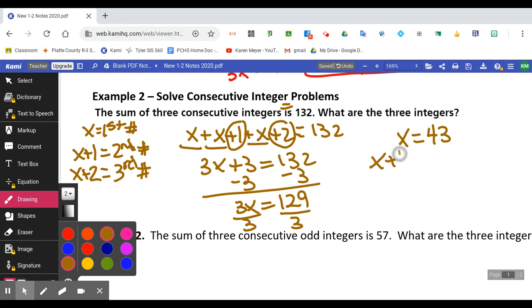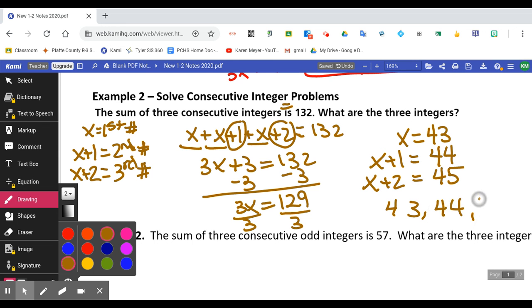My second integer is 1 more. So that would be 43 plus 1, which is 44. My third integer is 2 more. So 43 plus 2 is 45. So my final answers are 43, 44, and 45.